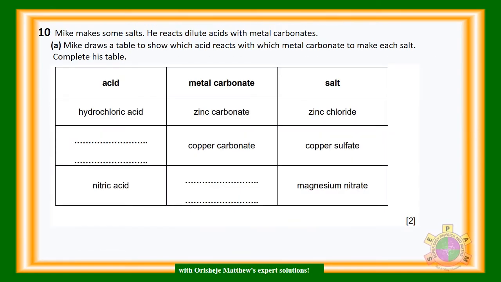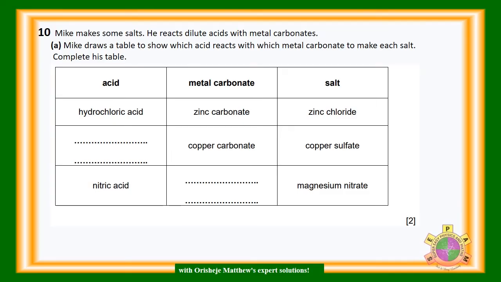Question 10. Mike makes some salts. He reacts dilute acids with metal carbonates. Question 10a. Mike draws a table to show which acid reacts with which metal carbonate to make each salt. Complete his table. The first column shows the acid used, the second column shows the metal carbonate used, and the third column shows the salt produced. What is the rule of this reaction?